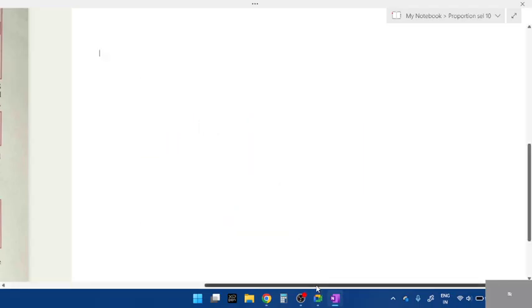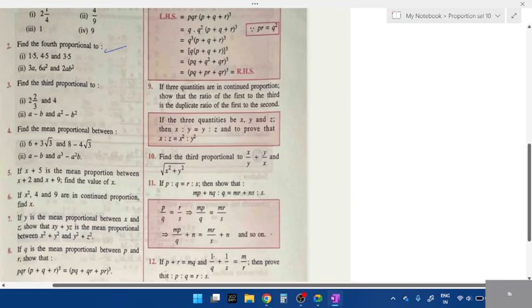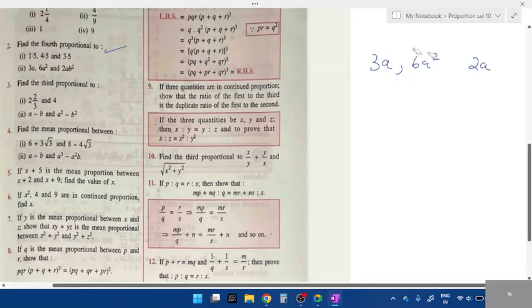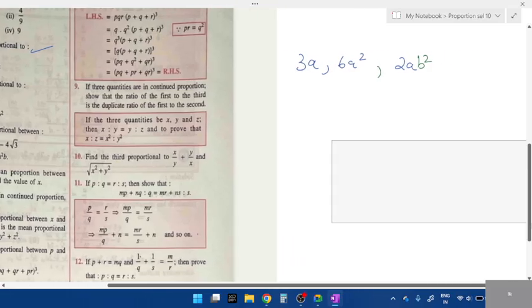Okay, next question, students. Just use one formula. Product of mean is equal to product of extreme. That's it. Look at the second one. 3a comma 6a square is equal to, comma 2a b the whole square comma 6. Try this question, all of you.